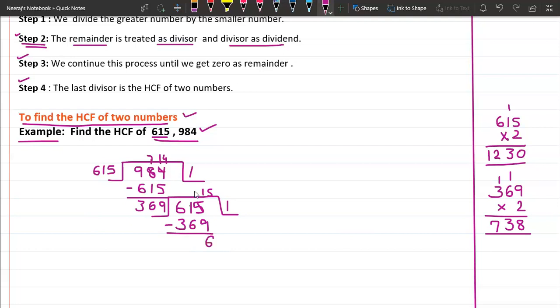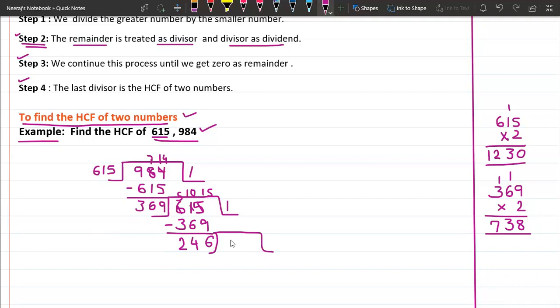And here 10 minus 6 will be 4. And 5 minus 3 will be 2. Now again we have got the remainder. Now we will make it a divisor. Just put a bracket over here, a division bracket. It will become a divisor automatically.